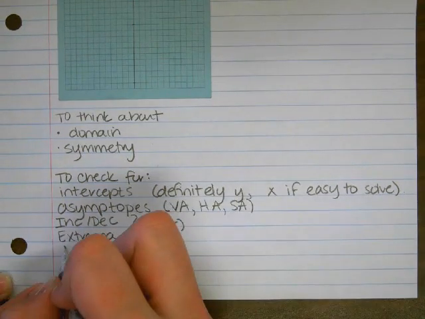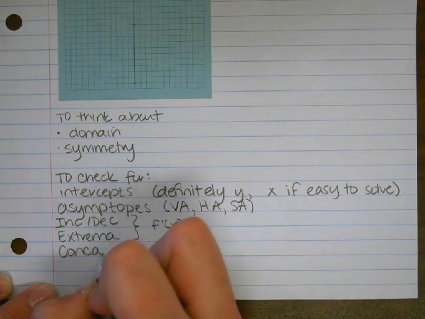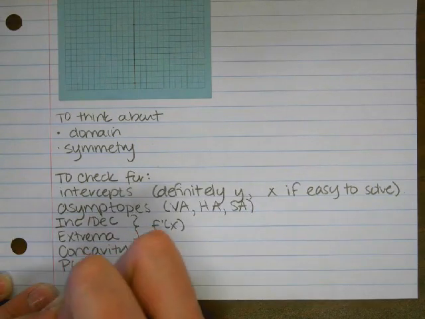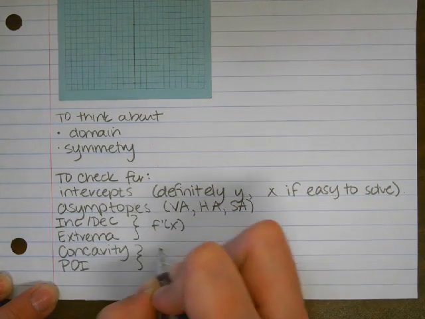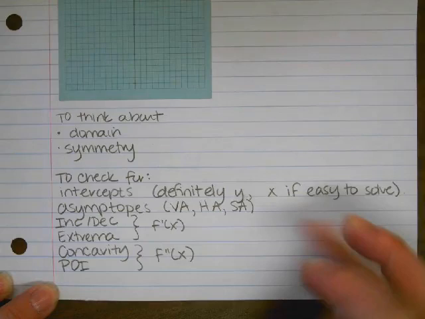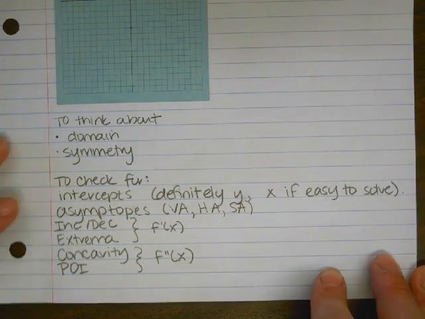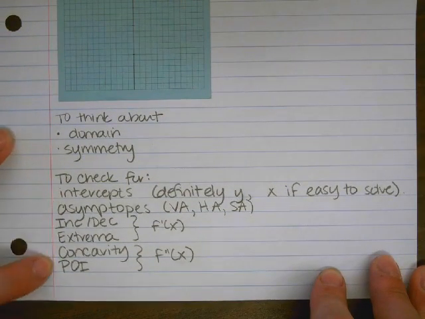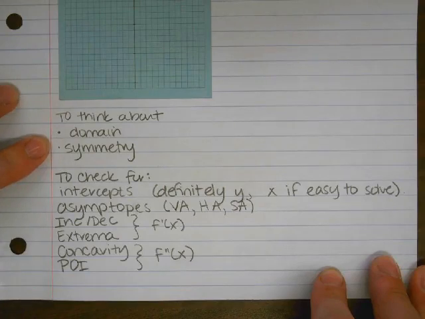We want to look at the concavity of the graph, and we want the points of inflection, and that's from the second derivative. So basically, anytime we're sketching a curve, we're going to walk ourselves through all of these steps. We're going to keep in mind the domain and the symmetry, and then once we have all of that information, we're going to go ahead and graph everything that we have.